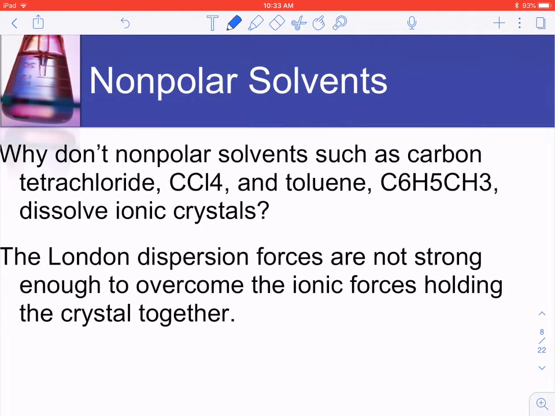So let's talk a little bit more about nonpolar solvents. If we have nonpolar solvents, why is it that they can't dissolve these ionic crystals that have full-blown positive and negative charges? Well, basically, the forces that are holding these solvent molecules together are really weak. Those London dispersion forces are way weaker than ionic or hydrogen bonding. And so instead of those collisions ripping apart the solute molecule, they rip apart the solvent molecule.